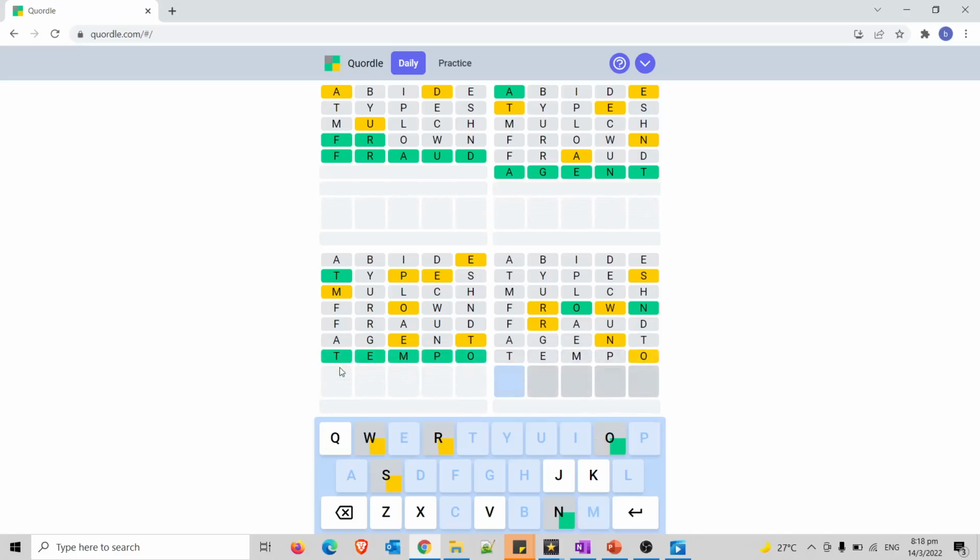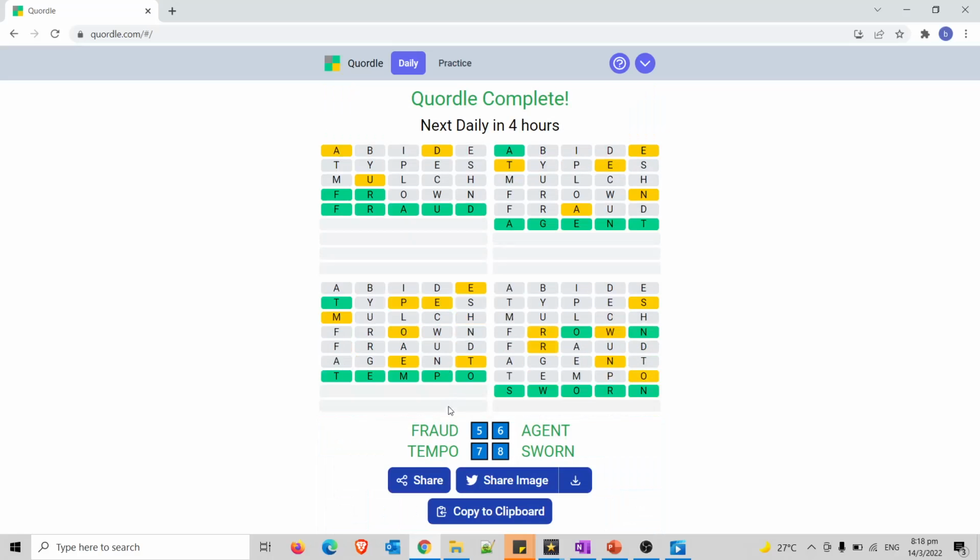Okay, now for the last one we have R, O, W, N, and S. O and N are at the correct spot, and W, S, and R at incorrect spot. So from here I can see that sworn is the correct word. Hooray! Got all the 4 words correct. So this is Codal.